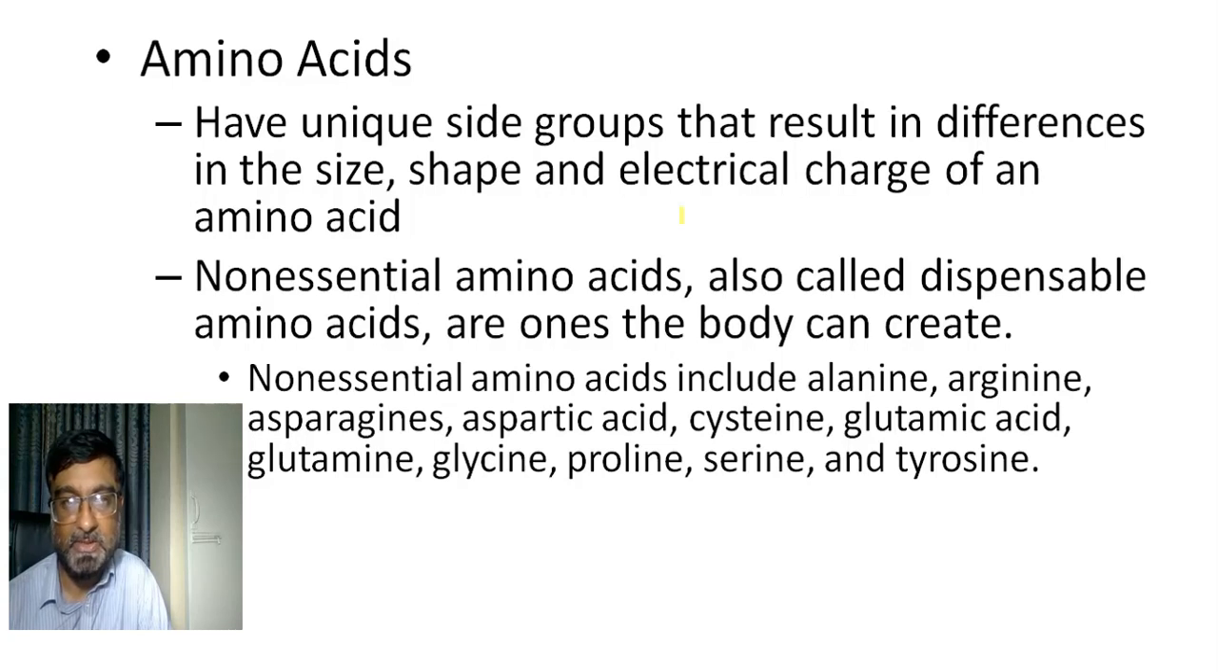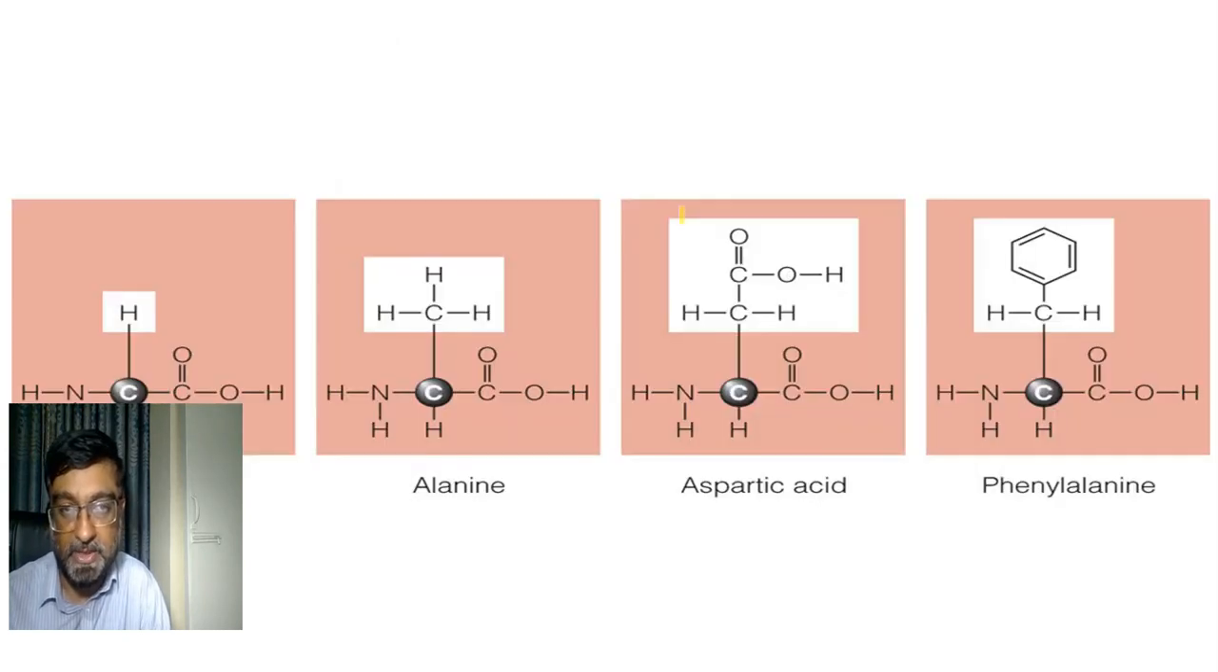Essential amino acids are those that are required from our diet, and our body cannot generate them. Non-essential amino acids are those that can be generated by our body. Non-essential amino acids include alanine, arginine, asparagine, aspartic acid, cysteine, glutamic acid, glutamine, glycine, proline, serine, and tyrosine. These are the amino acids that are generated by the human body.